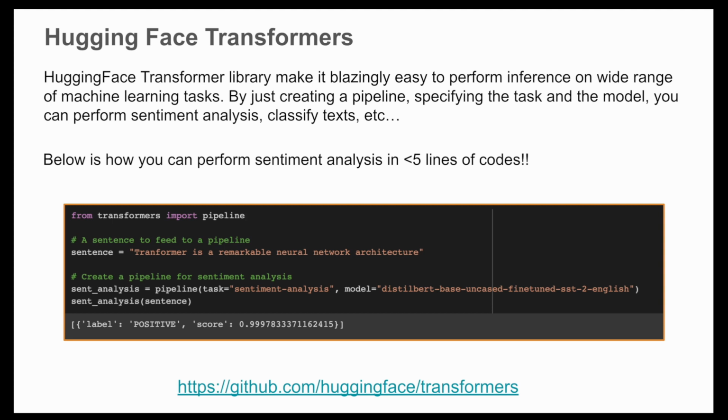So you just have to provide your sentence. Let's say your sentence is "Transformer is a remarkable network architecture." After that, you create a pipeline for sentiment analysis, which you do by specifying your task, sentiment analysis, and choosing the model that you want to use. And then you apply your pipeline to your sentence. You can see that this model actually does figure out that transformer is really a remarkable network architecture. It's positive.